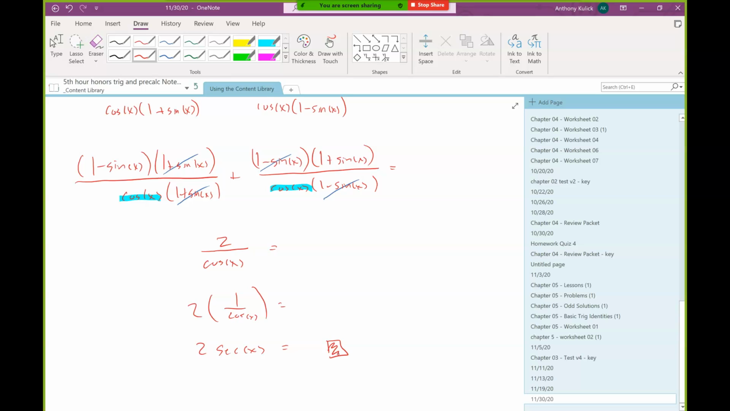Alternatively, if you had tried to just make a common denominator at the beginning, that would have been also perfectly appropriate, and you would have ended up in a similar place, right? Yeah, that would have worked out pretty similarly.